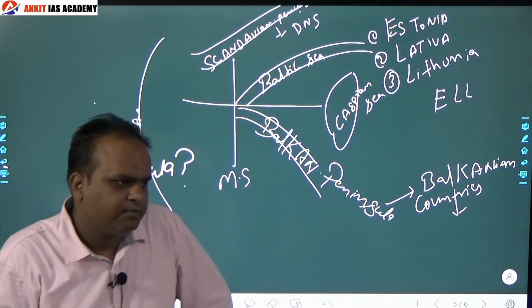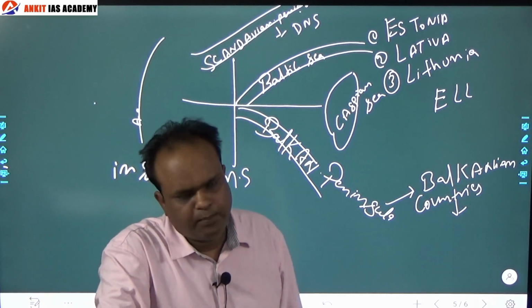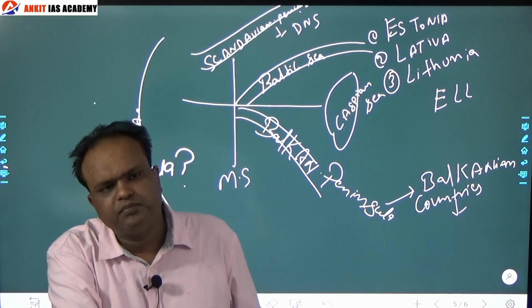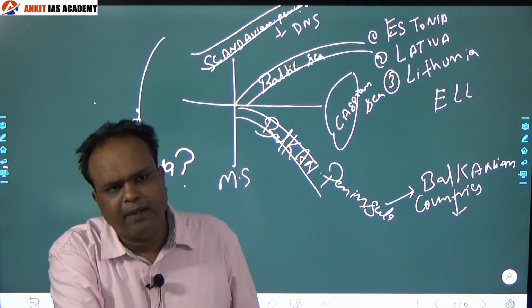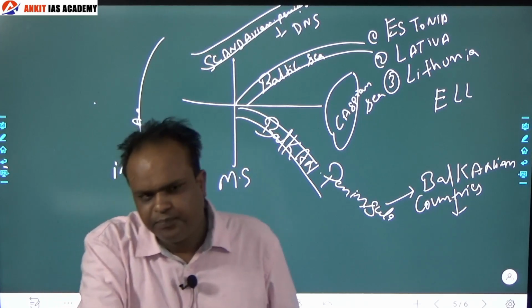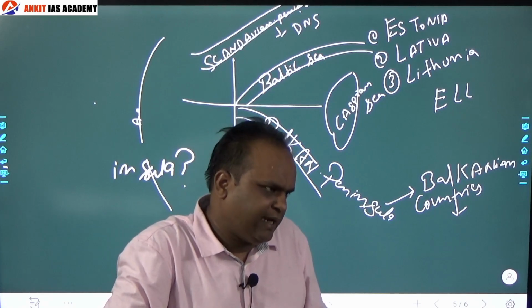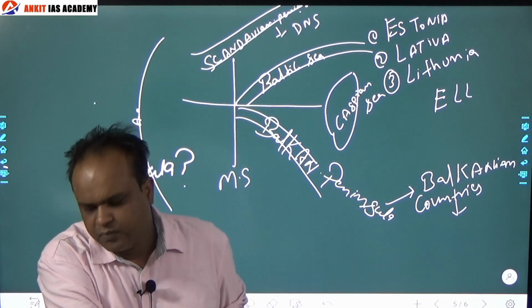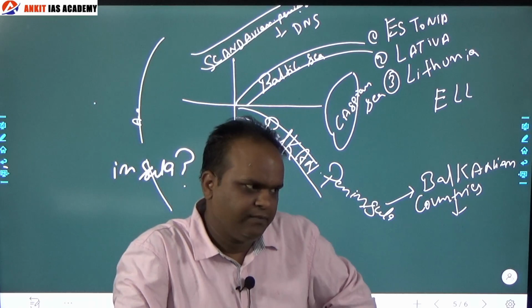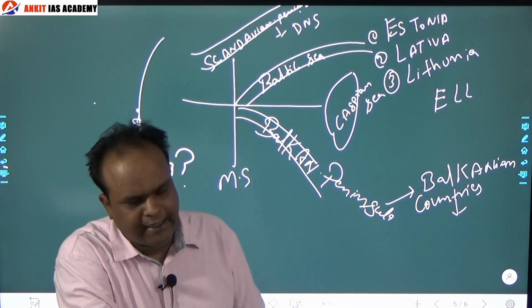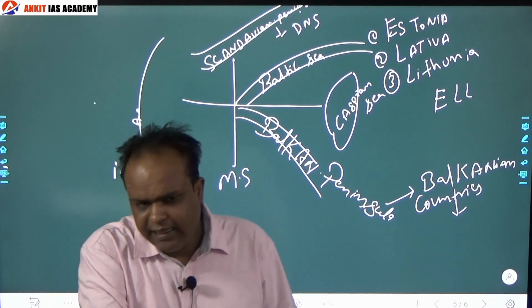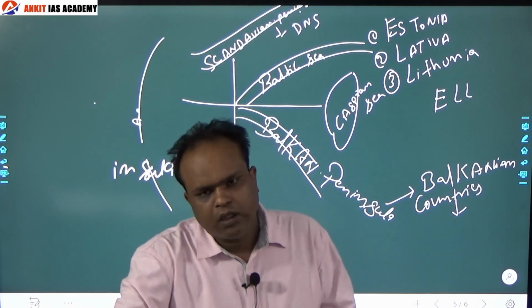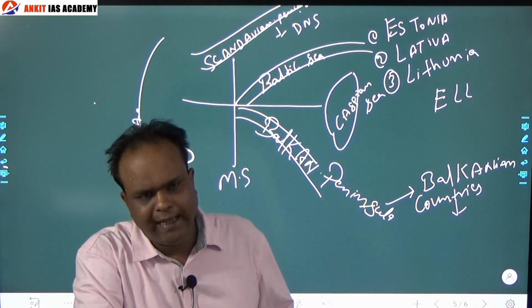Number 1, Bosnia. Number 2, Bulgaria. Number 3, Croatia. Next, Kosovo.